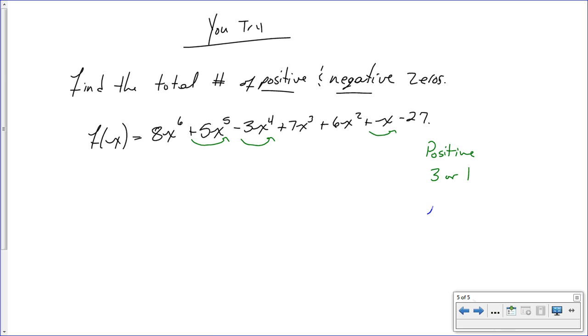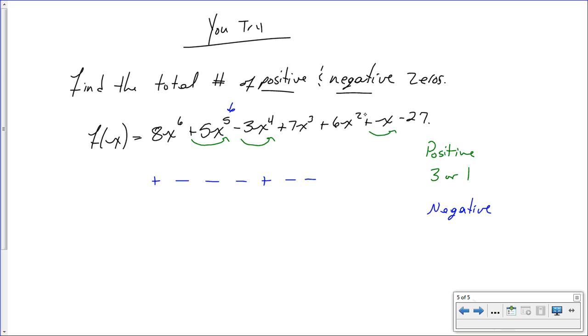Now I'm going to do negatives in blue. So remember, you flip the sign on every odd-powered exponent. So 6, that's even, so that stays positive. Here's an odd-powered, so that means this is going to go negative. Even-powered stays negative. Odd-powered, it's positive, so it goes negative. Even power stays positive. Odd power goes negative, and of course that stays negative.